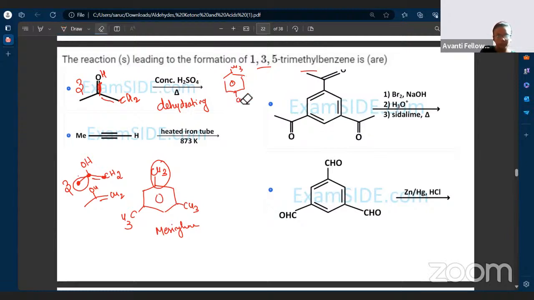So you'll be getting methylbenzene as the product. CH3, CH. When you heat it in red hot iron, you have a CH3 group. We know that when there is acetylene and you put it in red hot iron, you will be getting benzene. Here CH3 is there, so therefore you'll be getting methylbenzene as the product. CH3, CH3.